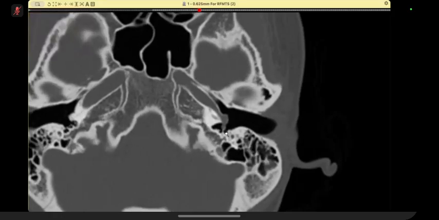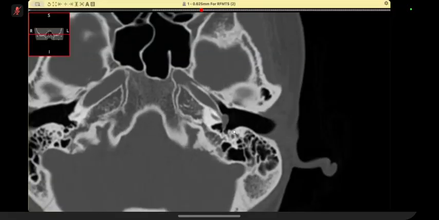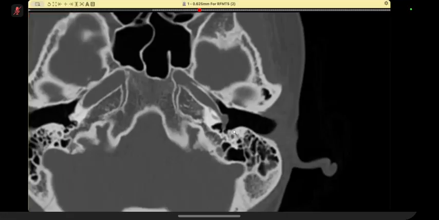What do you think is this? Sir, this soft tissue is most probably in the hypotympanum, and this can be cholesteatoma from the pars densa of the tympanic membrane, which is extending to the hypotympanum.